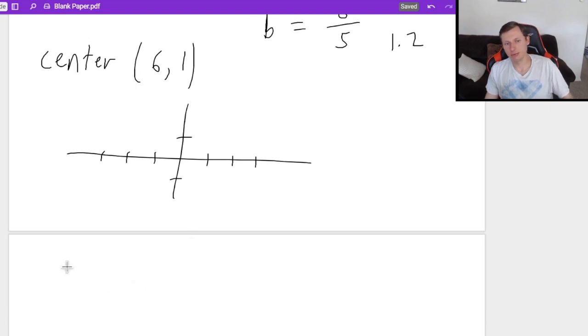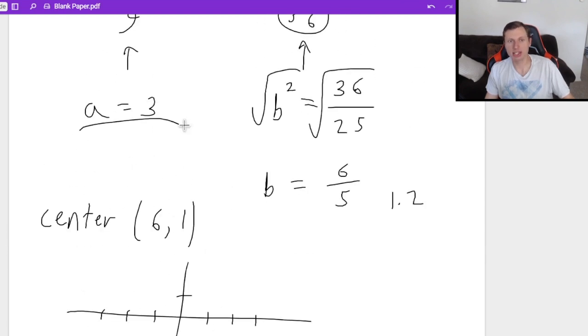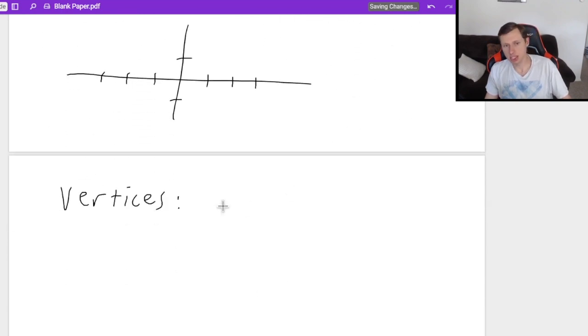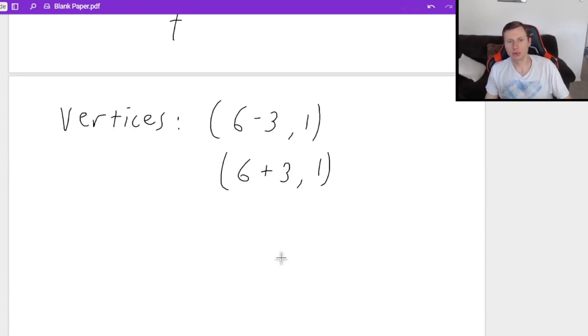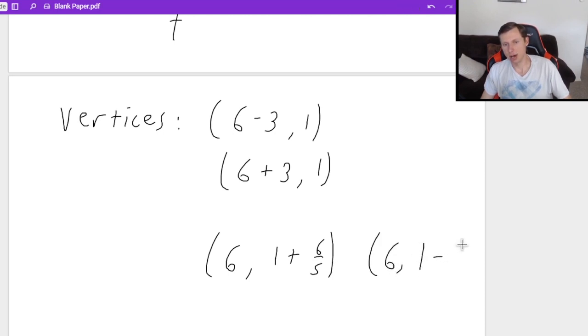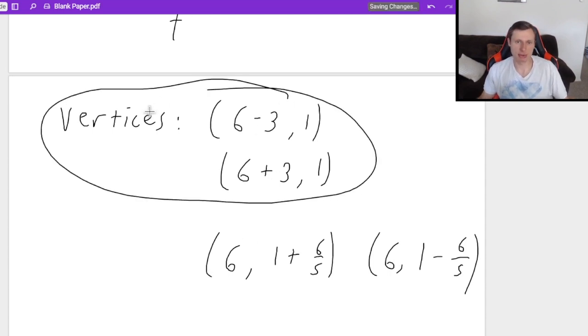And so if I want to find the vertices for this one, again, along the semi-major axis, which A is, the semi-major, A is greater than B, 3 is greater than 1.2. That means that my vertices are going to be, where's my center? 6, 1. So it's going to be 6 minus 3, 1, and the second vertice is 6 plus 3, 1. If you want to know the other two vertices from the semi-minor axis, that's going to be 6, 1 plus 6/5 and 6, 1 minus 6/5. But I don't really care about these as much as these vertices from the semi-major axis.